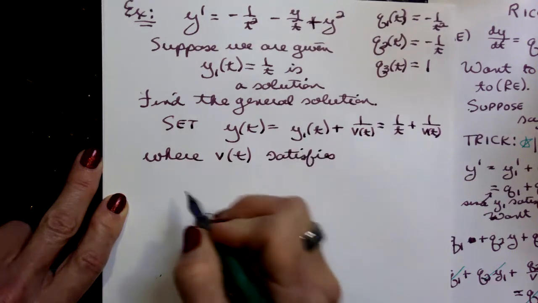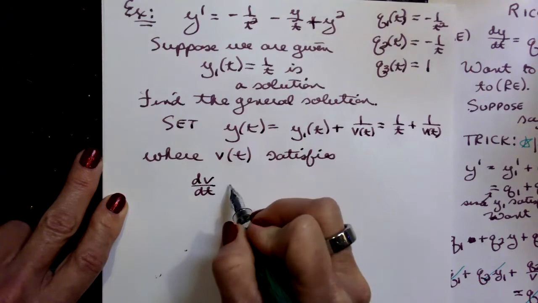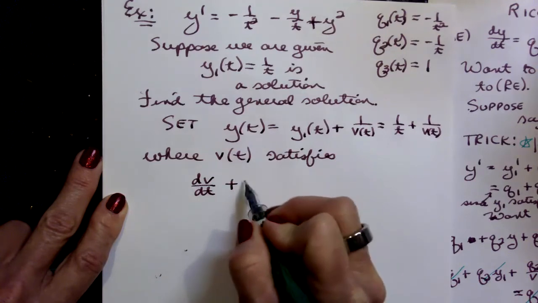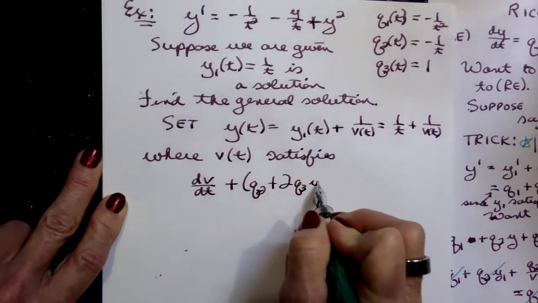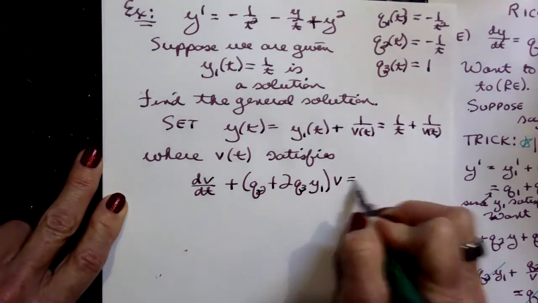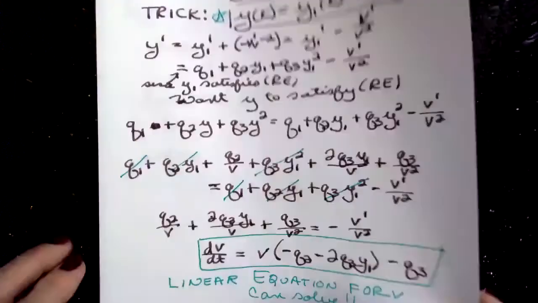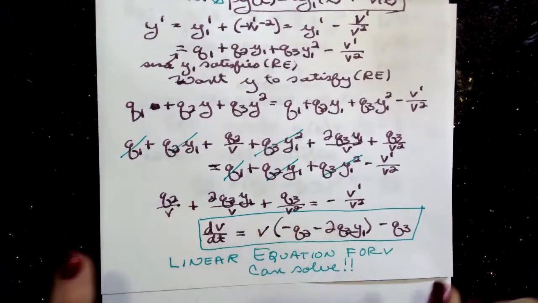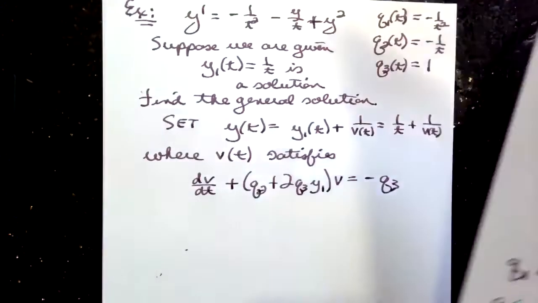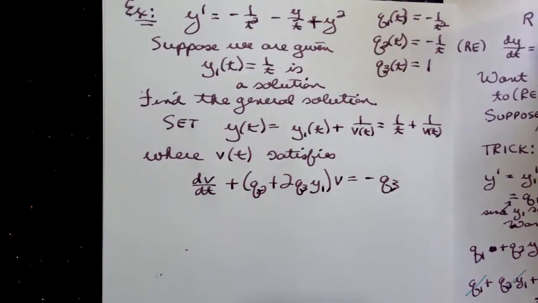And I'll copy down the equation. Before, you have dv/dt, and I'll write it in its linear form, plus (q2 + 2 q3 y1) times v is equal to minus q3. Okay, so that's what we had before, bringing the v term to the other side, because when we solved linear equations, we usually wrote the v term on the right-hand side so we'd know how our method works.